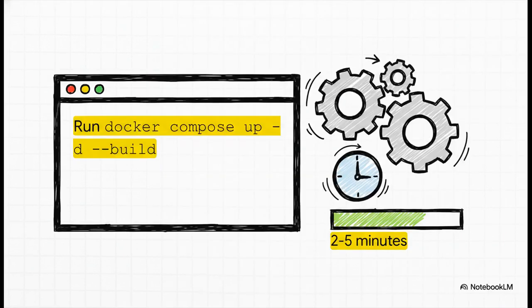This right here is the magic command that does all the heavy lifting. Once you're in that project folder, you're just going to run docker compose up -d --build. Now, quick heads up, the very first time you run this, it has to download and build a bunch of stuff. So it could take 2 to 5 minutes. Just be patient, let it do its thing.